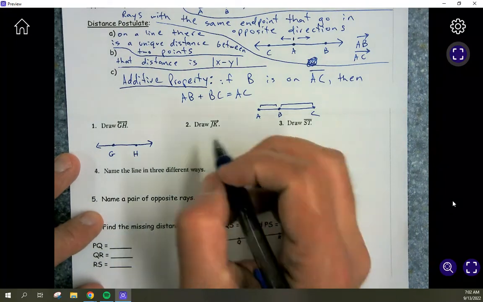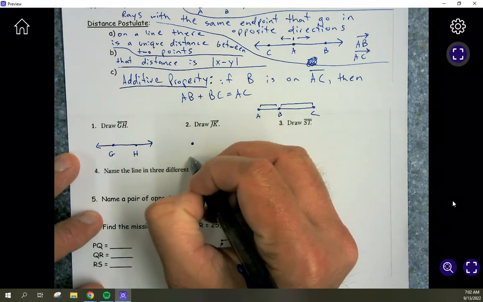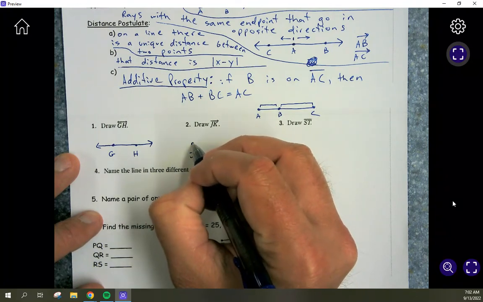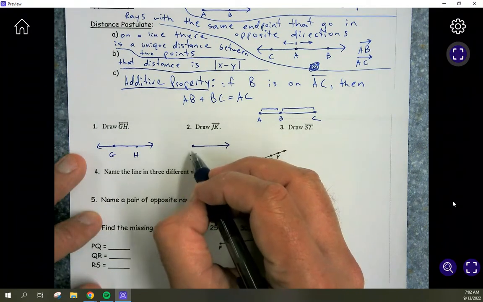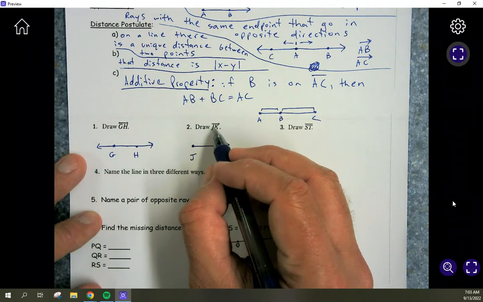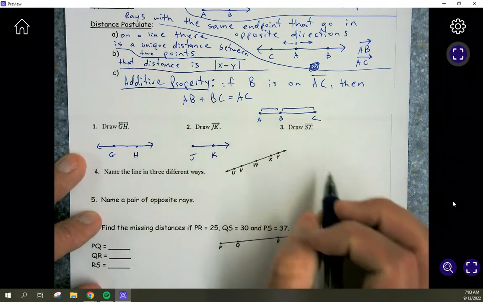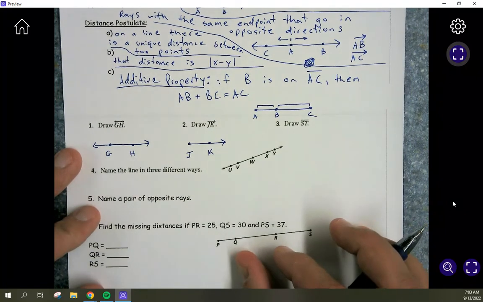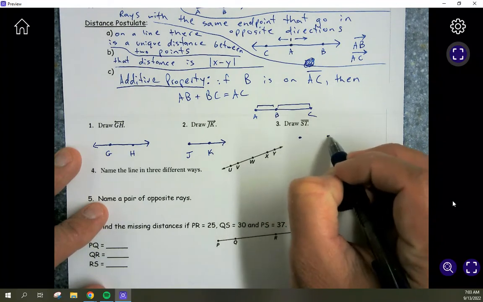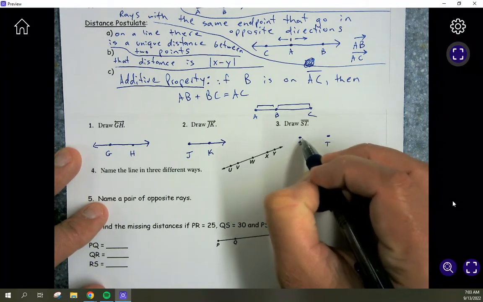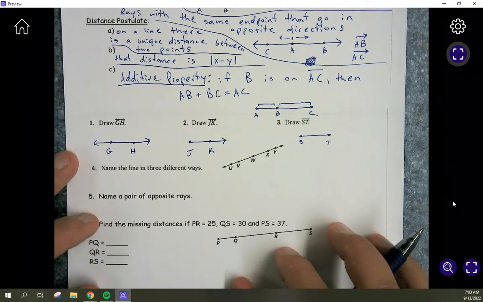Now if I draw JK, that's a ray, right? No arrow on this side. So that's going to be my starting point. It's going to go forever in one direction. It could go the other way too, but I have to start at J. That's what this notation is telling me. It starts at J, that's my endpoint, and goes through K forever. ST, that's a line segment, no arrows. So I have 2 points, S and T, and they're just connected. Those are the endpoints, it doesn't go past them.